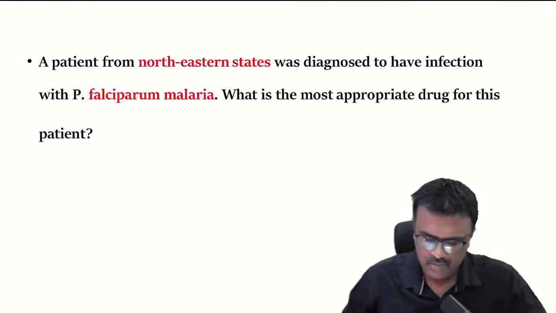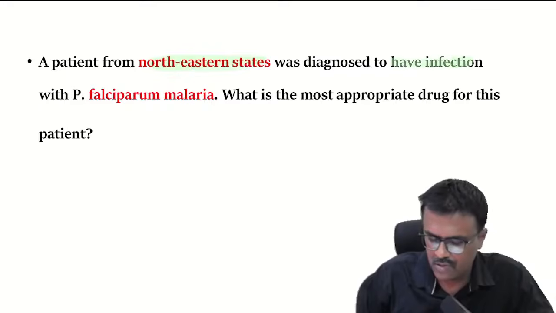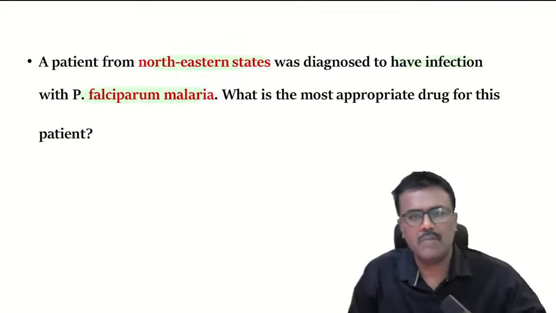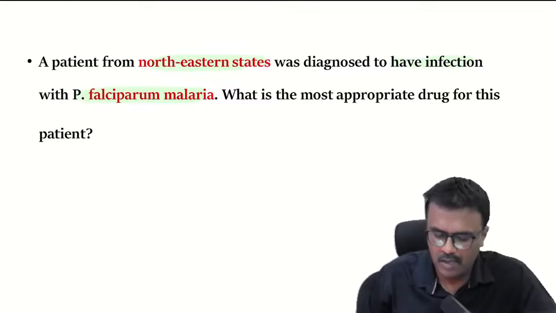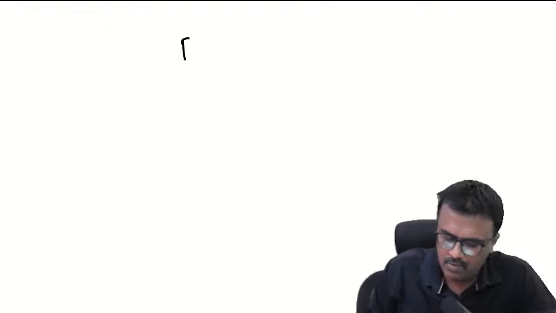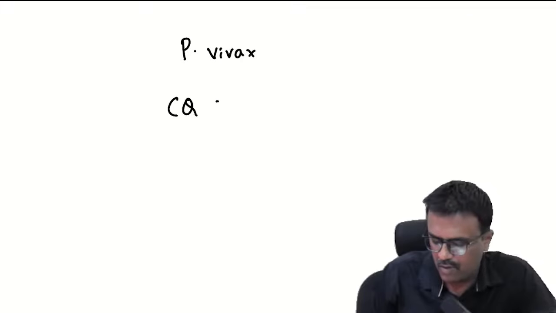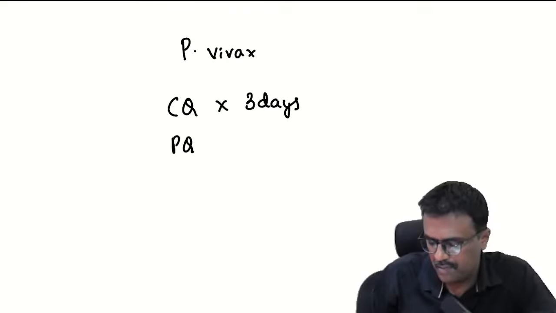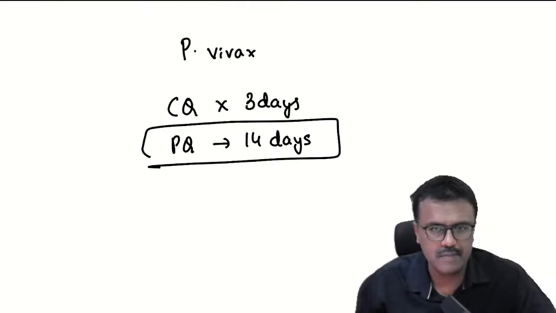Then coming to the cases, a patient from a northeastern state was diagnosed to have infection with falciparum malaria. What is the most appropriate drug for this patient? Now, before I come to falciparum malaria, how do we manage Vivax? Plasmodium Vivax, we give chloroquine for 3 days, and then we give primaquine for 14 days, because we want a radical cure.